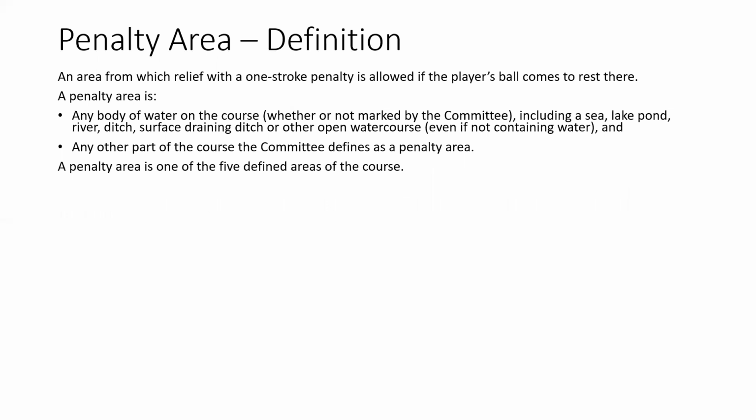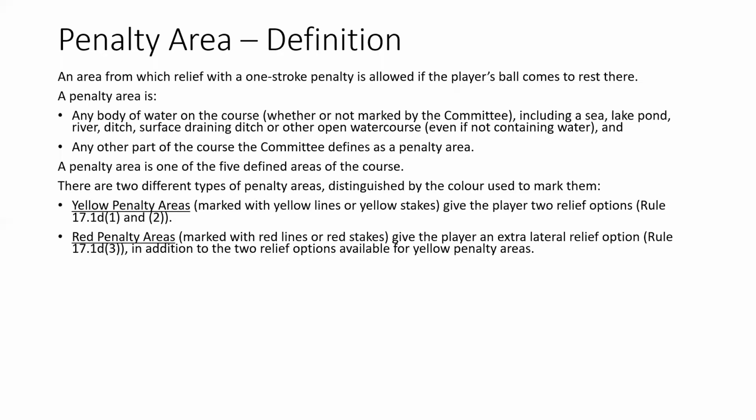Okay, so what is a penalty area? What has always been a quote-unquote water hazard? This is taking over for water hazards. The first part of the definition has always been a water hazard. It's any body of water, whether or not marked by the committee. So if we forget to mark a river or a ditch or something like that out there, it's still a hazard even if we didn't mark it. It could include a sea, a pond, whatever. All these open water course areas, even if they don't contain water, are technically penalty areas. And then any other part of the course the committee defines as penalty areas.